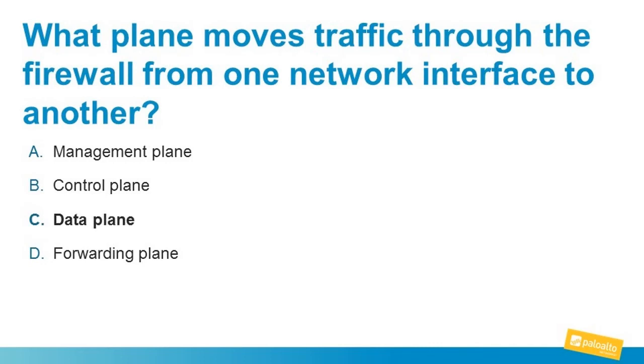The answer is the data plane, C. The way to break down this question: first off, notice there's emphasis on network interface to another. So it didn't say management interface. It's talking about traffic that's traversing or passing through the firewall. So if you know how the device works or functions, then hopefully you'd have a clear understanding that, oh yeah, the management plane can't actually pass traffic through the firewall.